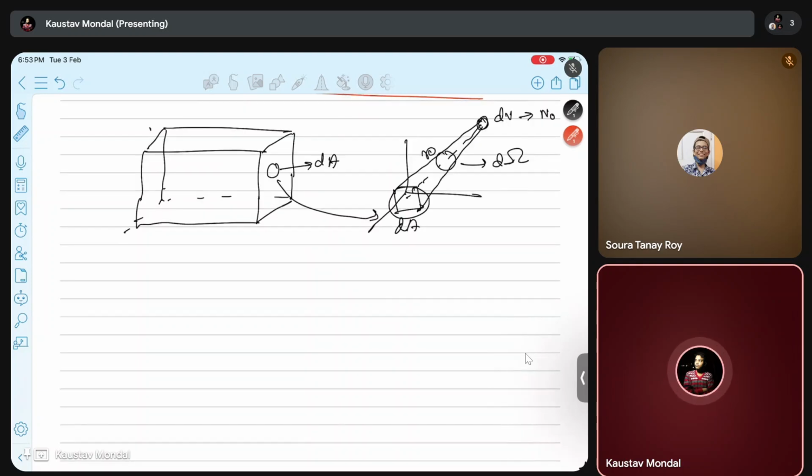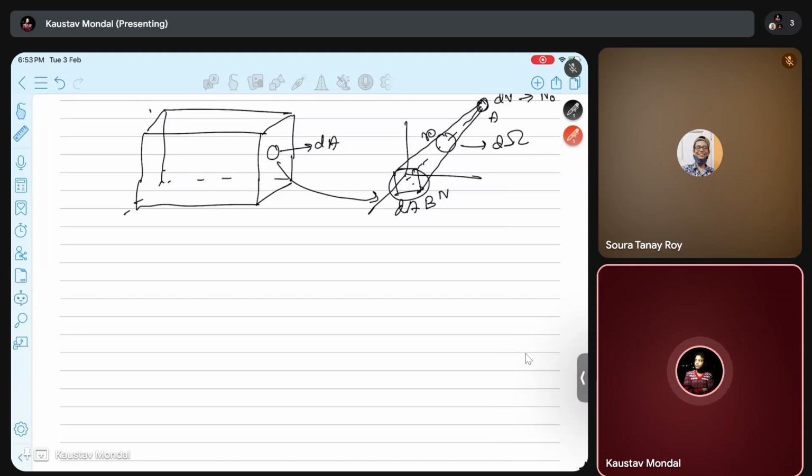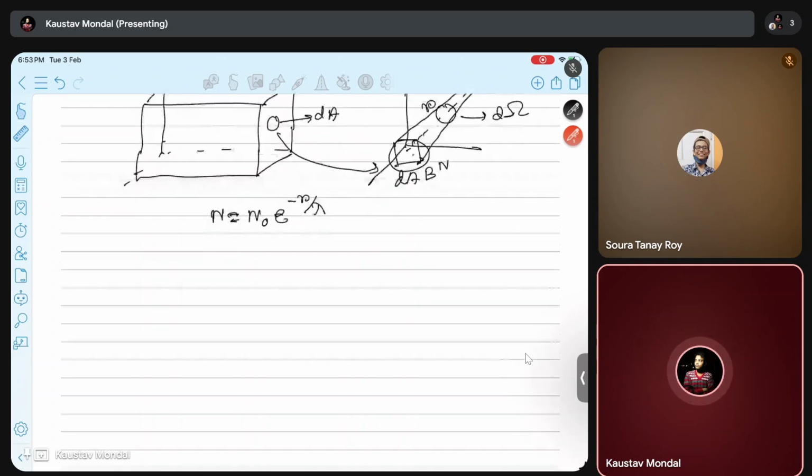Let's suppose n is the number of molecules that travel from this distance to this distance, let's call it A to B. That is related by the survivability equation, so n is n naught times e to the power minus r by lambda, which we already know.